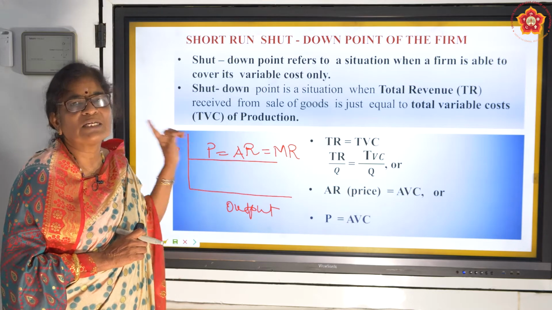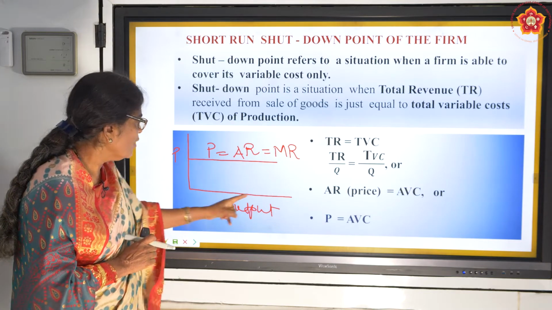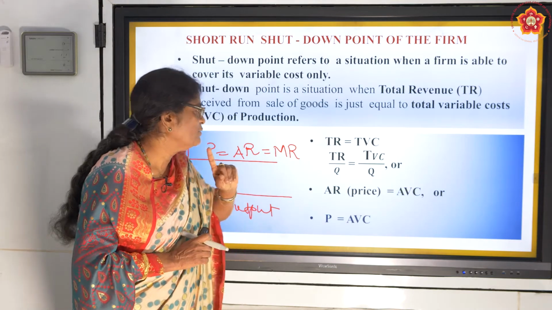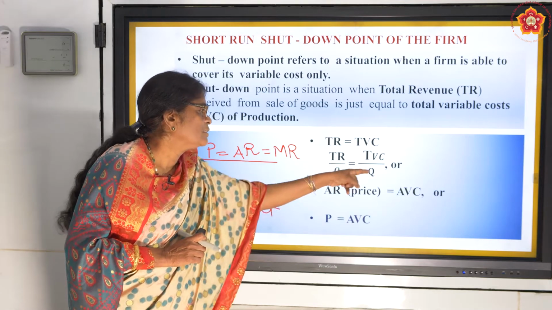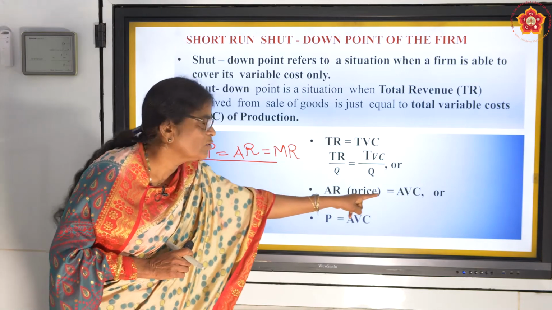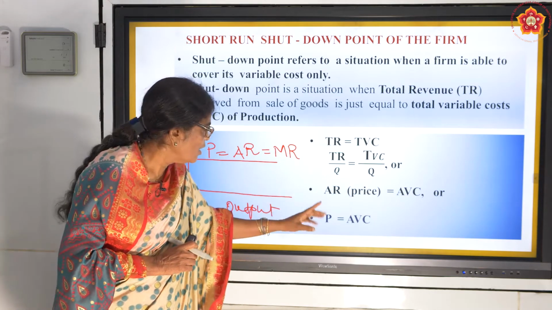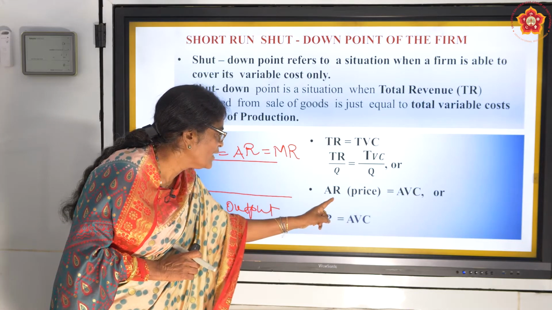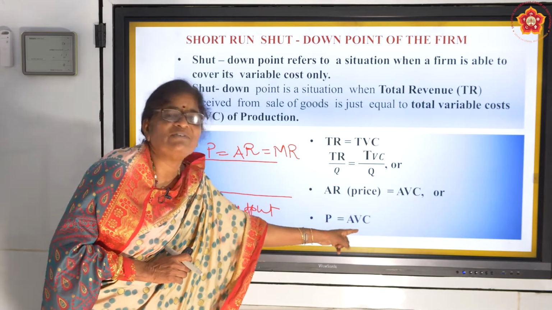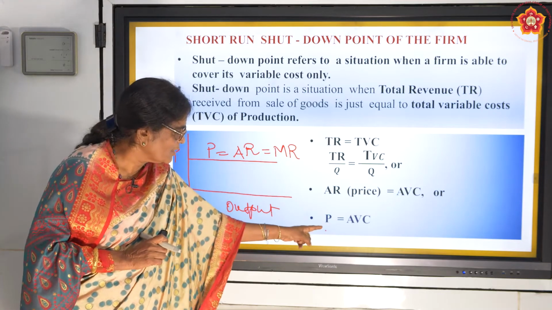You are clear on that, because I have clearly explained it in my previous sessions. Therefore, when you say TR is equal to TVC, by dividing both sides by the unit of output Q, you are deriving AR is equal to AVC. Both have the same meaning at the shutdown point. Or you can say, instead of AR, P is equal to AVC. Price is equal to AVC. So you should understand how we derived this.